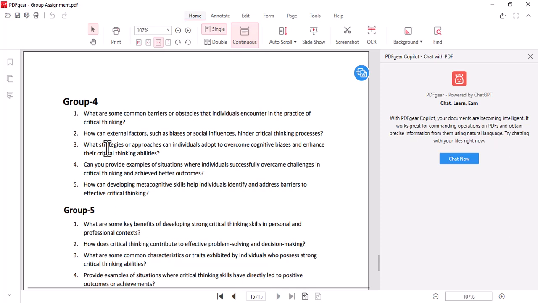Can you provide an example of a situation where individuals successfully overcame challenges in critical thinking? Nelson Mandela, anti-apartheid, former president of South Africa. His critical thinking ability to navigate complex political problems and negotiate.